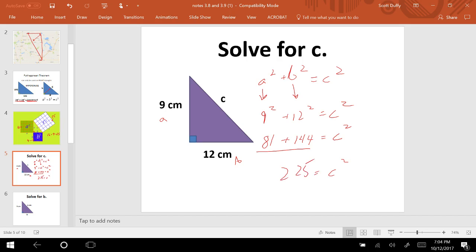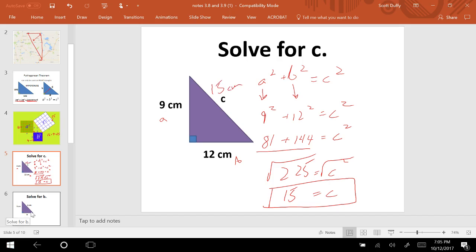And then the last step is to always take the square root, because you have to do that to get rid of that square. So take the square root of both sides, and the square root of 225 is 15. So side C is 15 centimeters long. That is when we're solving for the hypotenuse, or C.